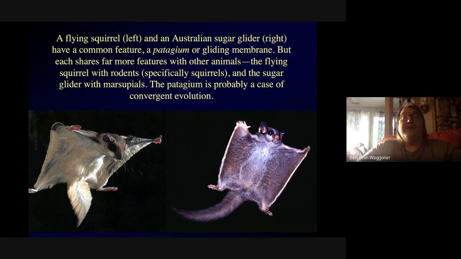They reproduce with placental reproduction. Babies grow in the uterus, nourished by a placenta. Sugar gliders are marsupials. They give birth to very underdeveloped offspring that mature in a pouch. They've got marsupial features like marsupial-type teeth and nasal bones and epipubic bones on the pelvis and things like that. So the totality of features groups flying squirrels with other rodents and sugar gliders with other marsupials, and the patagium is almost certainly a case of convergent evolution.